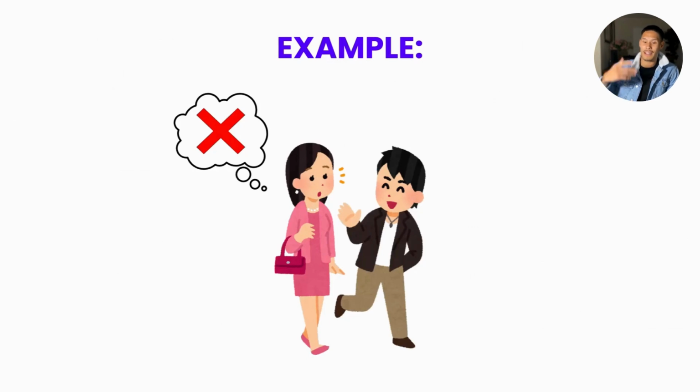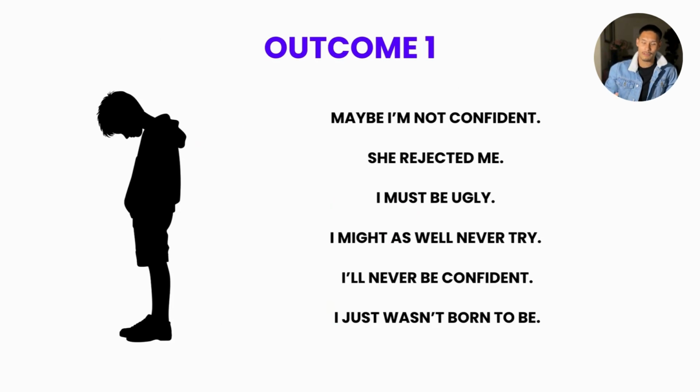So here's an example. Let's say you're a boy, and again, if you're a girl watching my videos, it's the same thing in reverse. Let's say you're a boy and you walk up to a girl and you talk to her. In her head, she's like, "Oh no, I'm good. No, thank you." The first outcome, you can be sad and you can say, maybe I'm not confident. She rejected me. I must be ugly. I might as well never try. I'll never be confident. I just wasn't born to be.